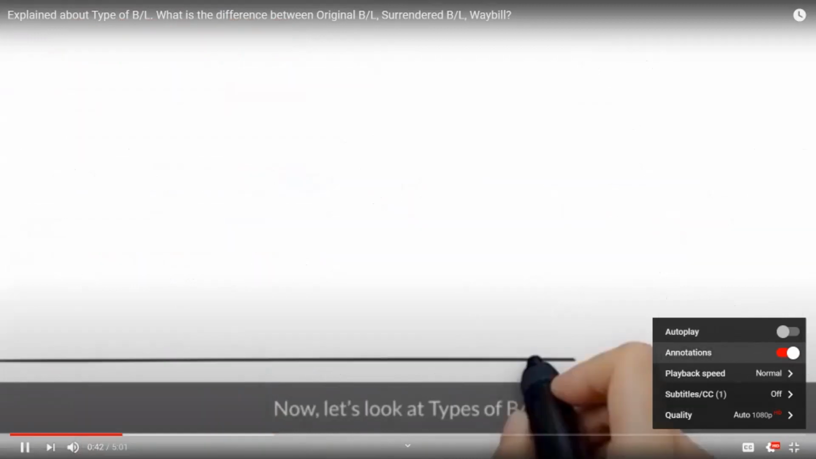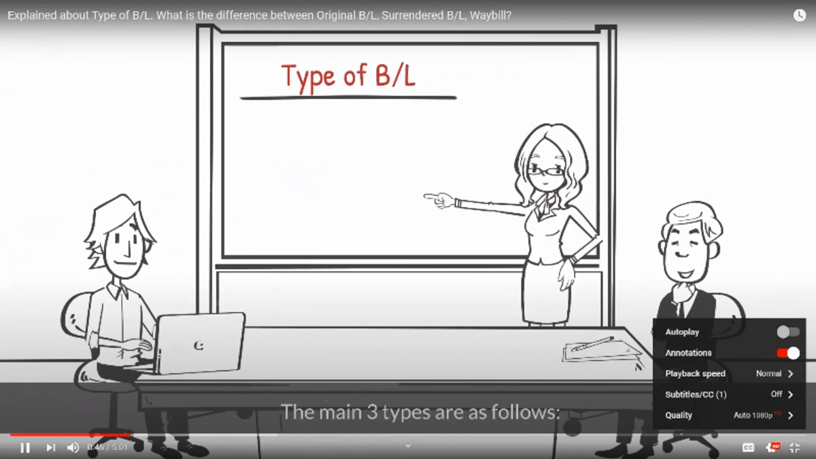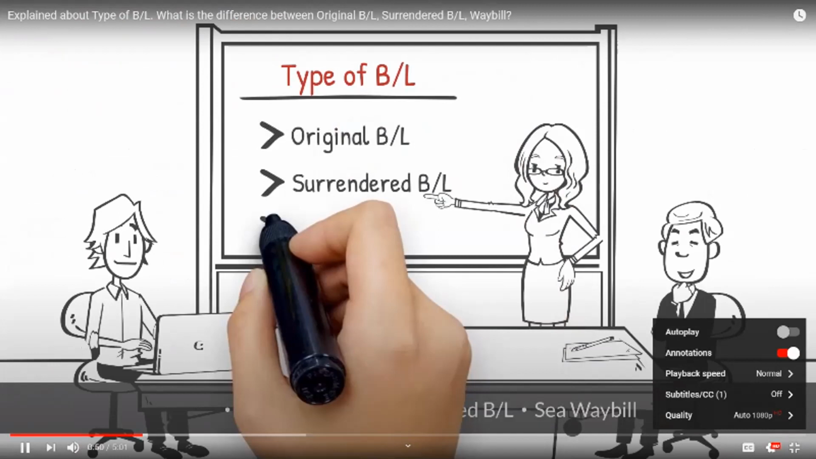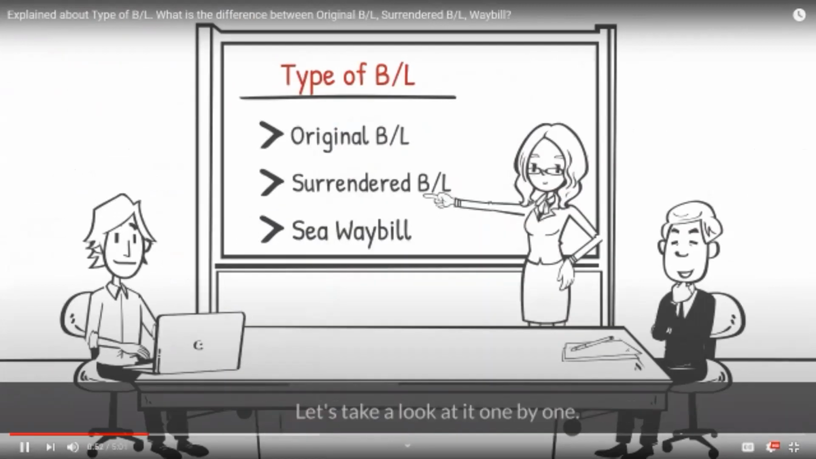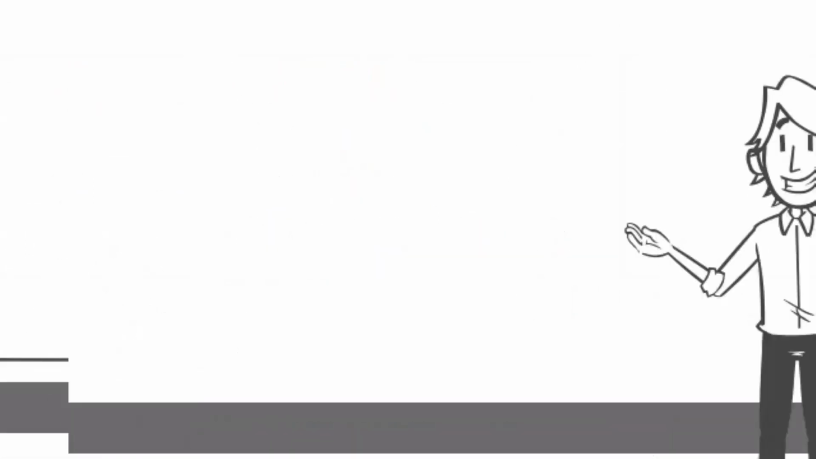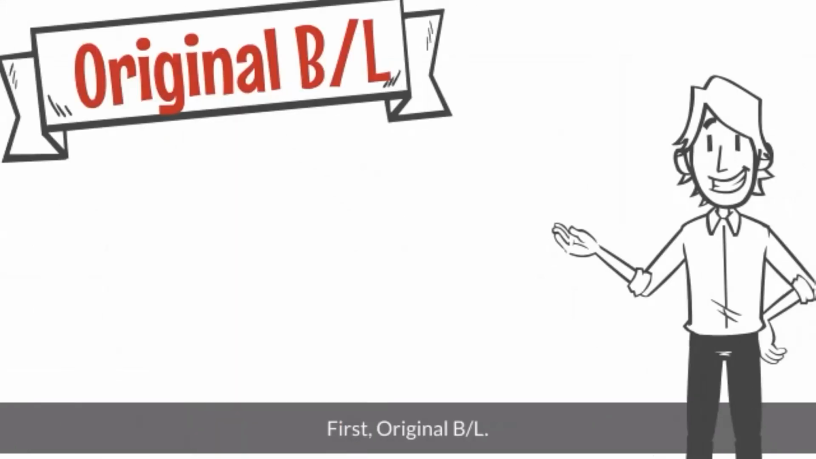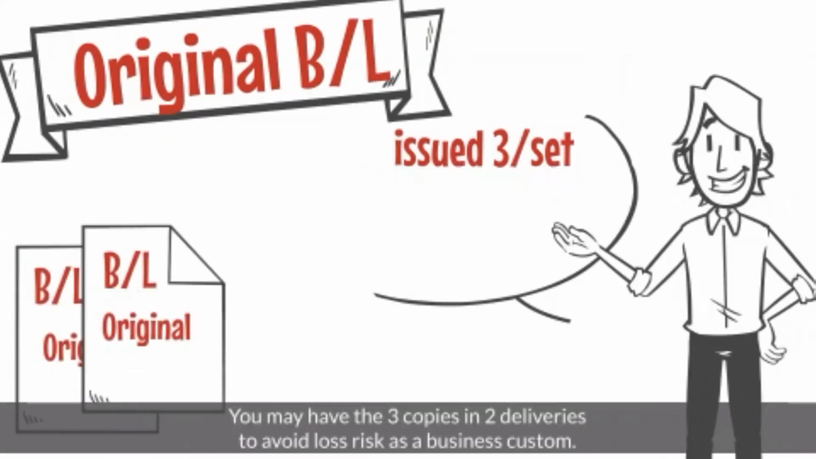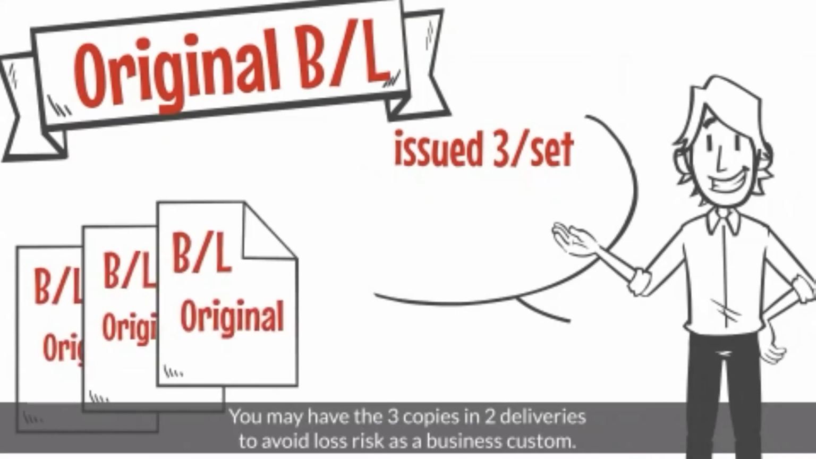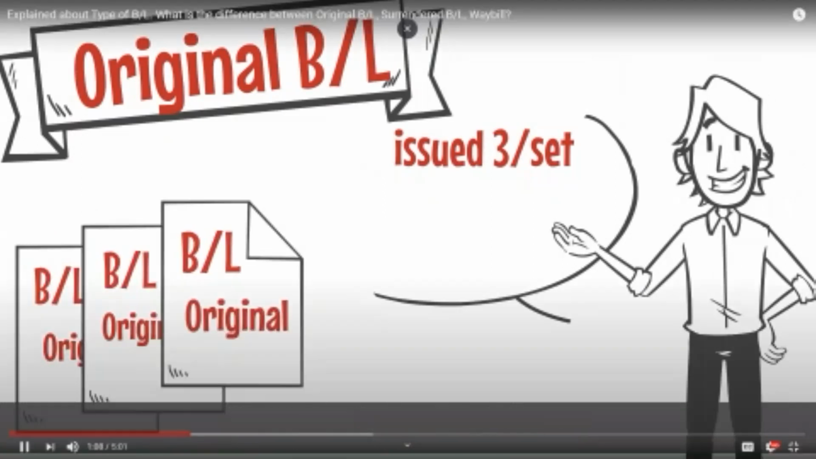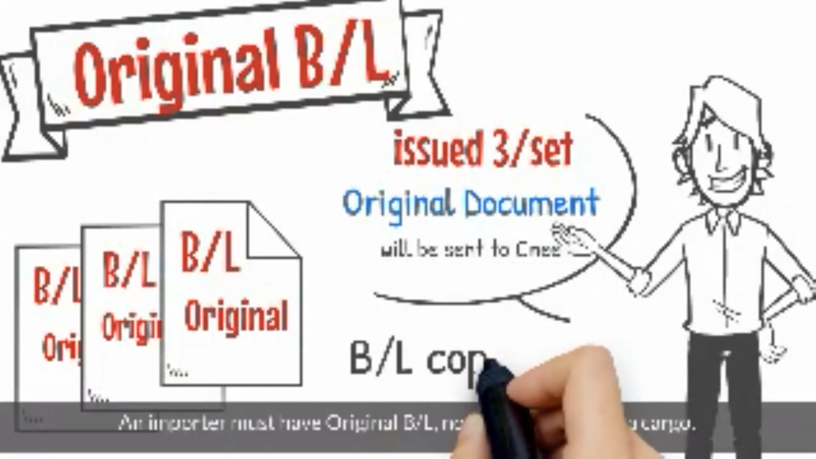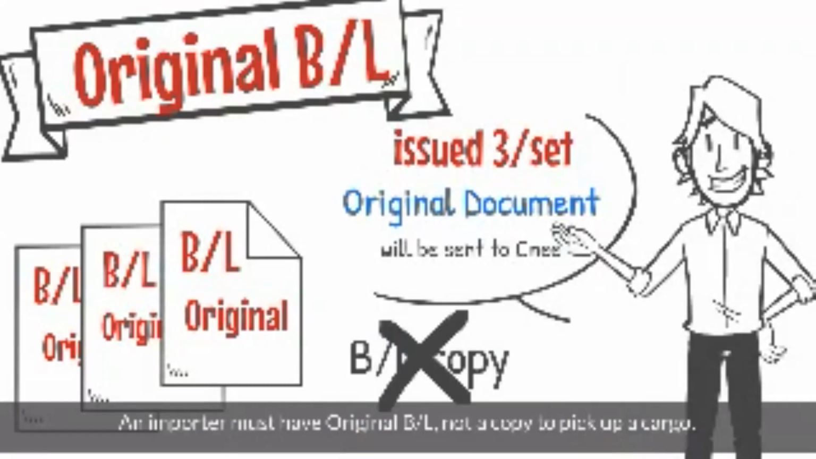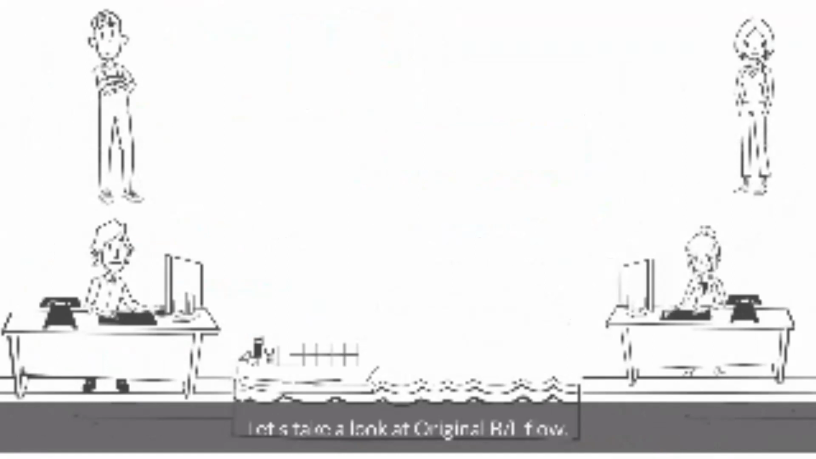Now, let's look at types of BL. The main three types are as follows: original BL, surrendered BL, seaway bill. Let's take a look at them one by one. First, original BL. Original BL is issued in 3 copies. It comes in a set of 3. You may have 3 copies in 2 deliveries, to avoid loss risk, as a business custom. Original BL, as the name implies, is original. An importer must have the original BL, not a copy, to pick up a cargo. Let's take a look at the original BL flow.